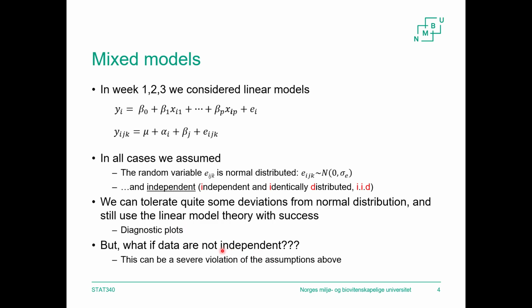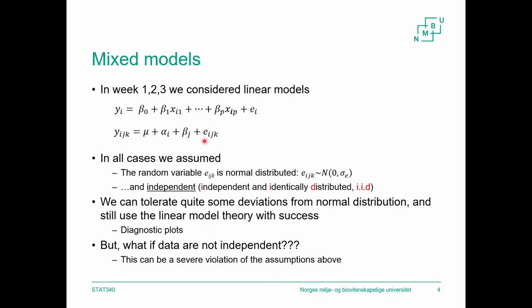But what if the data are not independent? This can really be a severe violation. If the independence assumption breaks down, these models can really give you the wrong answer. So you could say that among these assumptions we made, the independence is perhaps the most important one. And this one we haven't really talked about until now. What do we do if this one breaks down? That's what we are going to look at now.